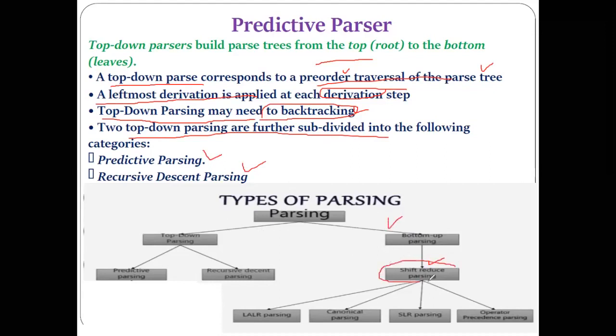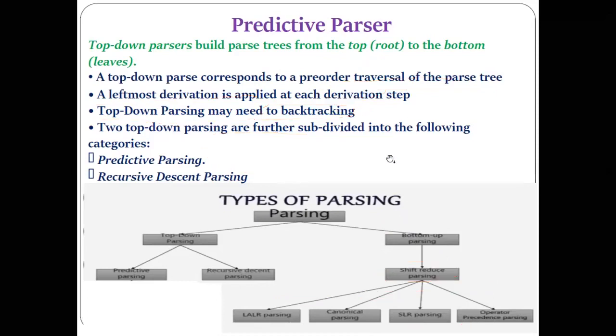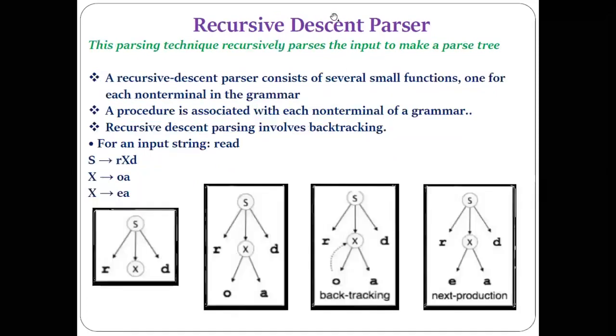The bottom up parser is also divided into different types. The main type is shift reduce parsing, and its other subtypes are LR parser, canonical parser, SLR parser, and operator precedence parser. In the further sections of this unit we are going to see these in detail. In the physical lecture I already told you what exactly the recursive descent parser is. Let's recap it once again.